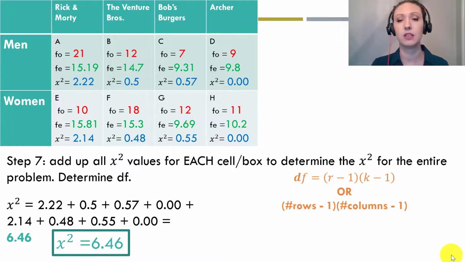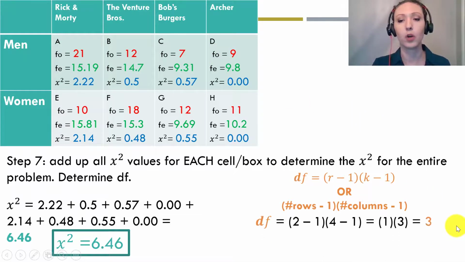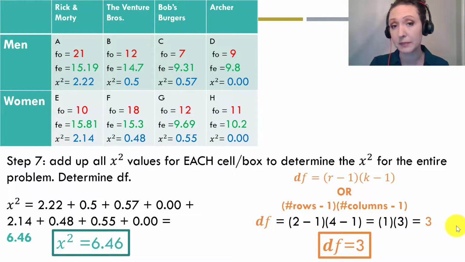So now let's do the degrees of freedom. Okay, so the initial formula that I had up on the beginning slide was this right here. So it was R minus 1 times K minus 1. And another way to think about that is just the number of rows minus 1 multiplied by the number of columns minus 1, okay? So we have 1 row here and 1 row here, so that means we have 2 rows, and then we have 1, 2, 3, 4 columns, okay? So what we're going to get then is 2 for the rows minus 1 multiplied by 4 minus 1, and that is going to give us 1 times 3, which is going to give us a final degrees of freedom of 3.